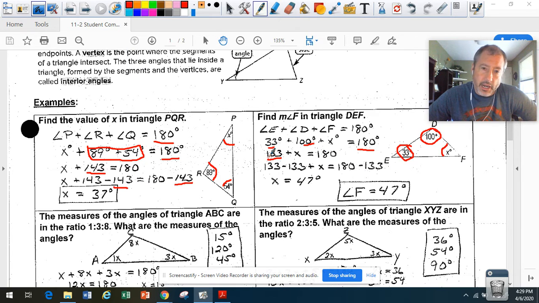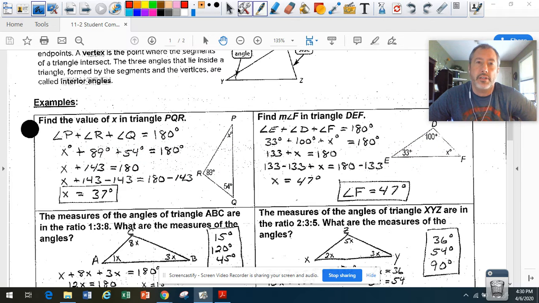So this is positive. The 133 is positive. Opposite of positive is a negative. So we're going to subtract 133 on both sides. X equals 180 minus 133. So we get X to be 47 degrees. So the measurement of angle F is 47 degrees. So 37 plus 100 plus 47 should total up to 180 degrees.